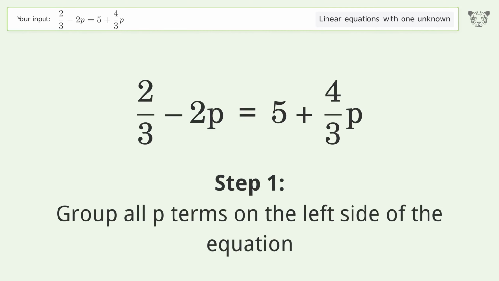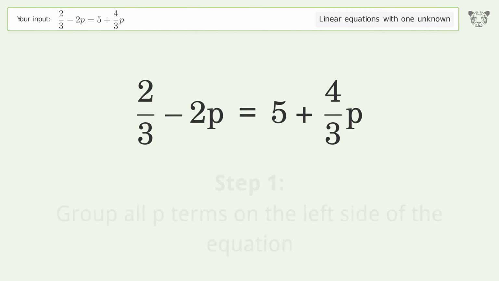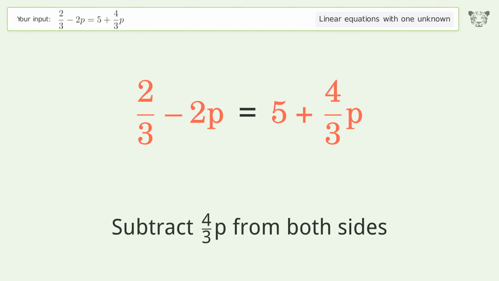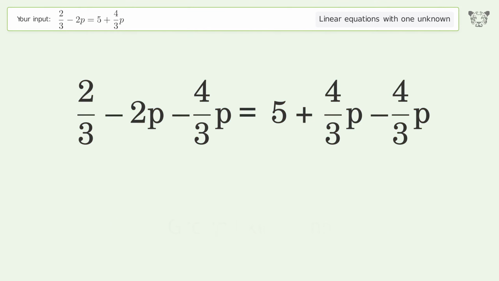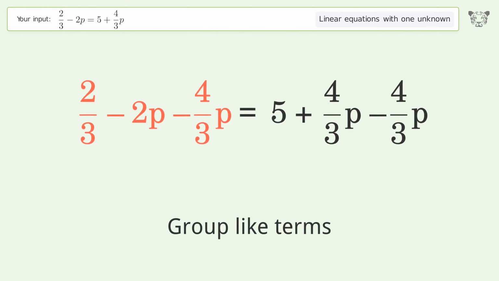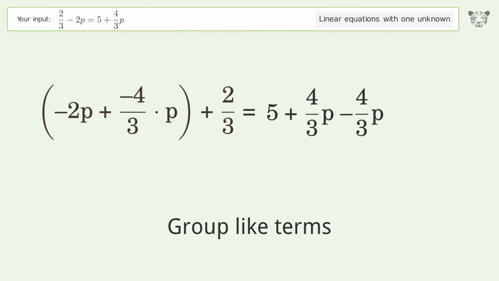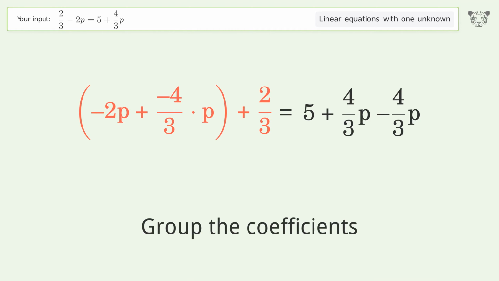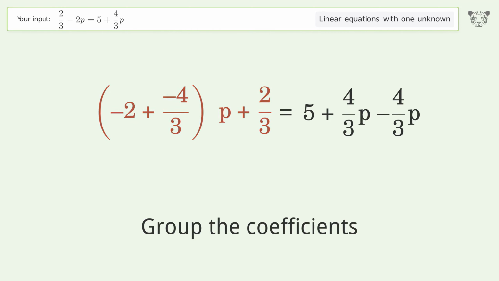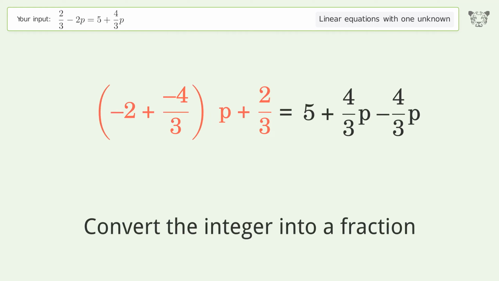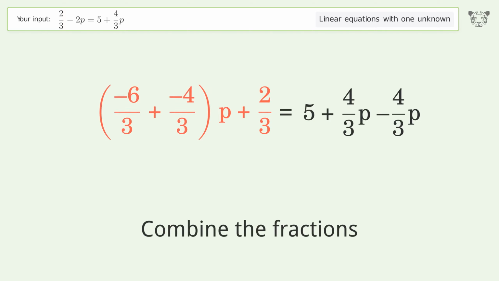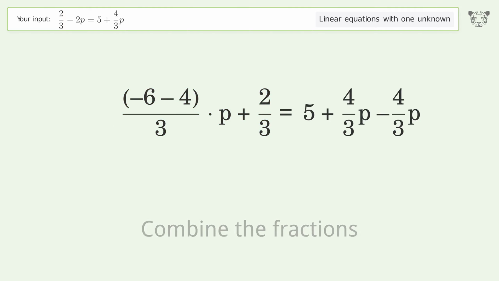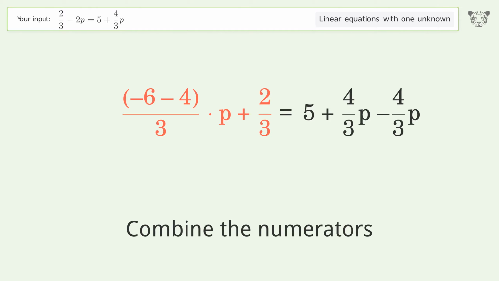Group all p terms on the left side of the equation. Subtract 4/3p from both sides. Group like terms. Group the coefficients. Convert the integer into a fraction. Combine the fractions. Combine the numerators.